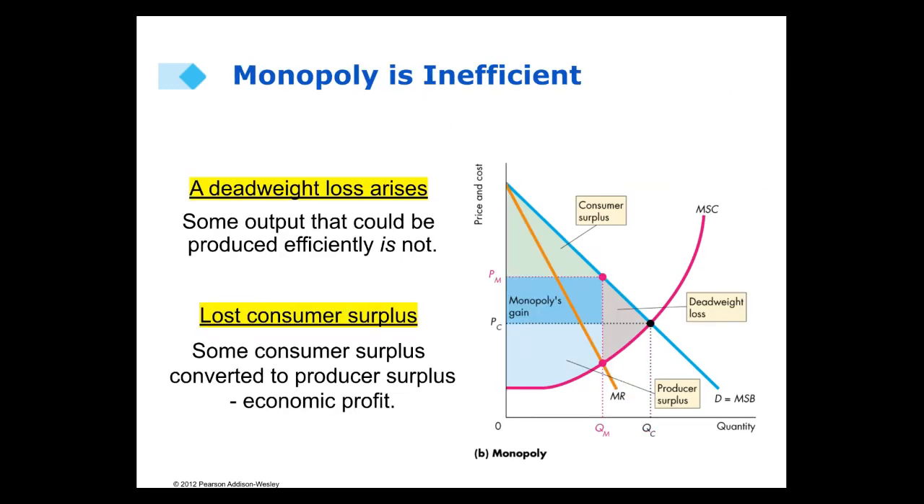Monopoly is inefficient. Remember, the quantity in monopoly is less than the quantity in perfect competition. So there's a deadweight loss that arises from the products that could be produced that are not. It's also true that some of the consumer surplus that used to go to consumers is now the economic profit and the monopolist's gain. So for these reasons, we say that monopoly is inefficient. In monopoly, the output is lower and the price is higher. So consumers are worse off.